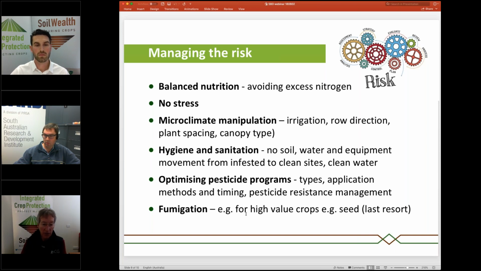pesticides. Fumigation is still used, and sometimes people don't get away without using it. However, it should be a last resort, and we really should try to avoid fumigation if possible.